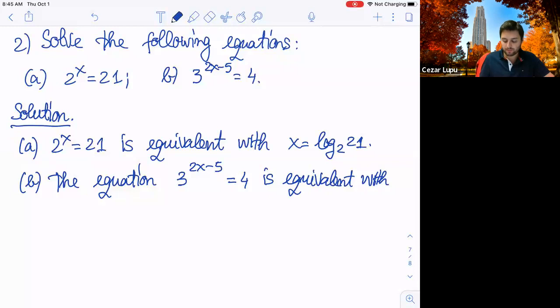Well, this 4 can be written in this way. And let me put it this way. 3 to the power 2x minus 5 is the same as 4 to the power 1, or we can write this as 4 to the power log in base 3 of 3.